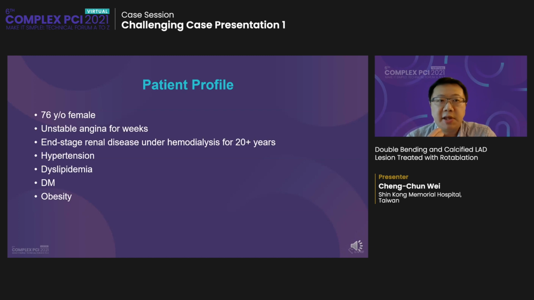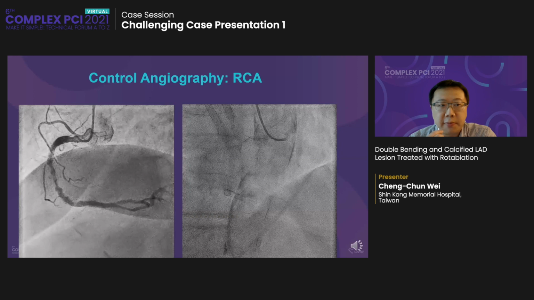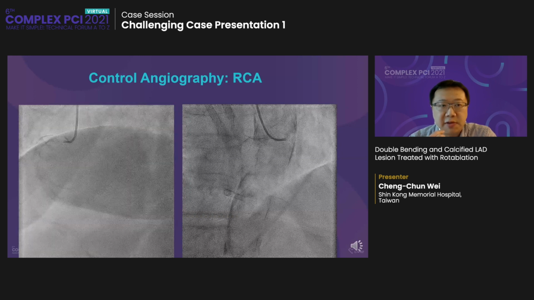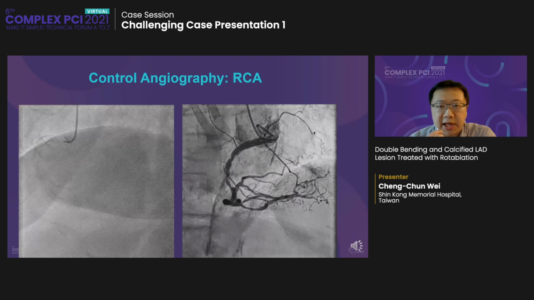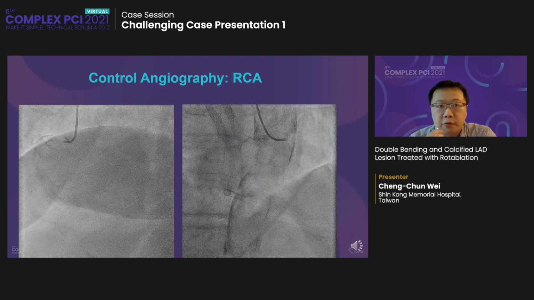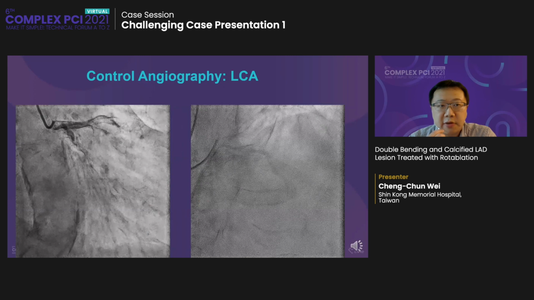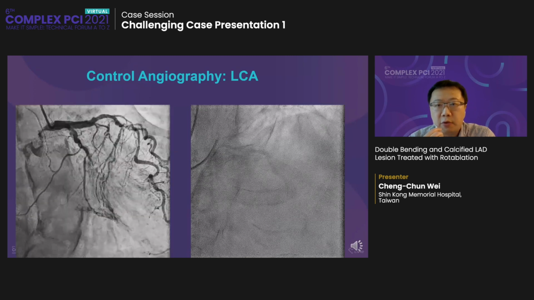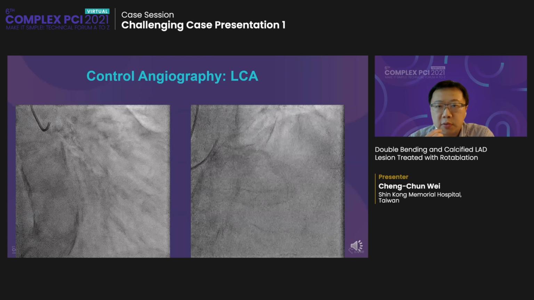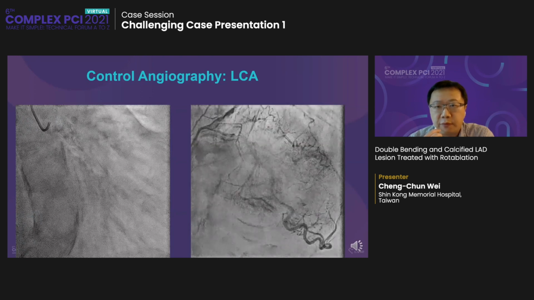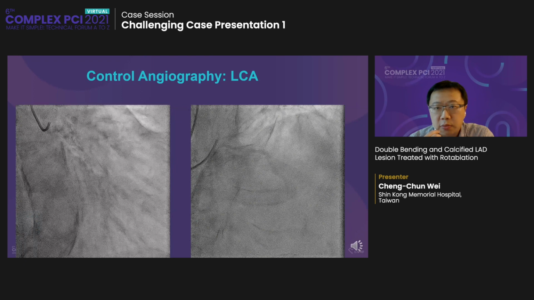My patient is a 76-year-old female who presented with unstable angina for weeks. She had end-stage renal disease and had been on hemodialysis for over 20 years. This is her angiography. You can identify severe calcification along the vessel, and there is a tight stenosis in the middle part of the RCA. The circumflex was totally occluded. For the LAD, you can find some severe calcification with a large angle.